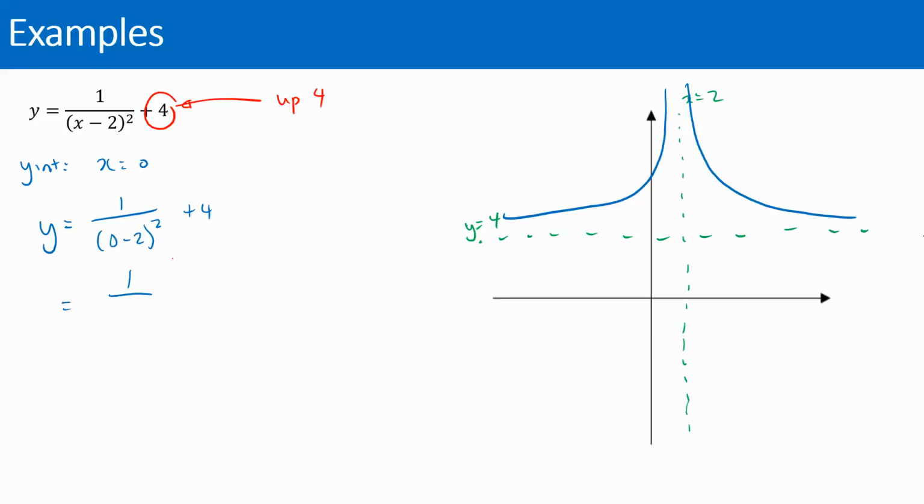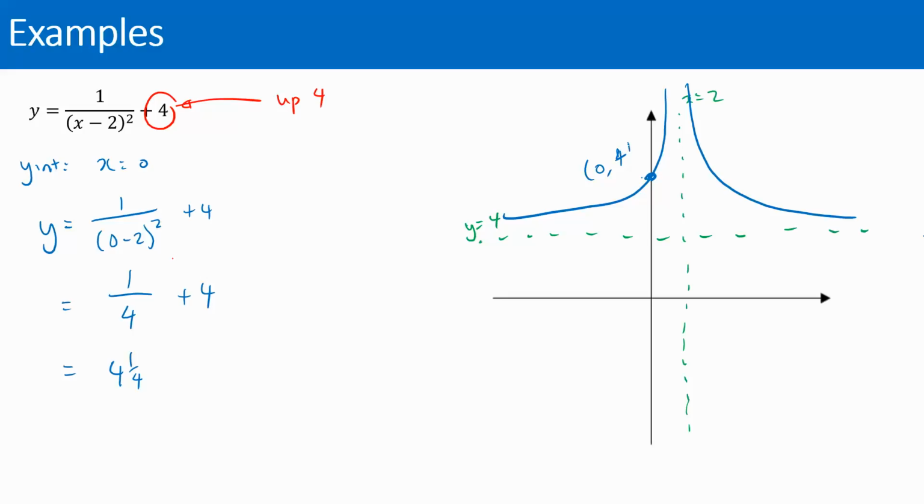I've got 1 over what? I'm trying to solve this fraction. 1 over what? Minus 2 squared, which is 4. 1 over 4 plus 4, that's 4 1/4. Yeah, so you got 4 1/4. That just tells me this is your y-intercept.